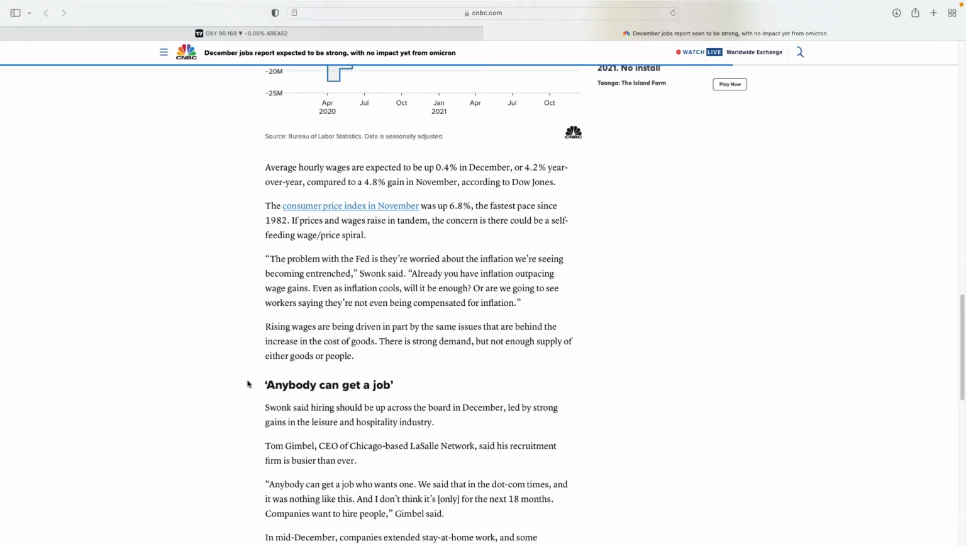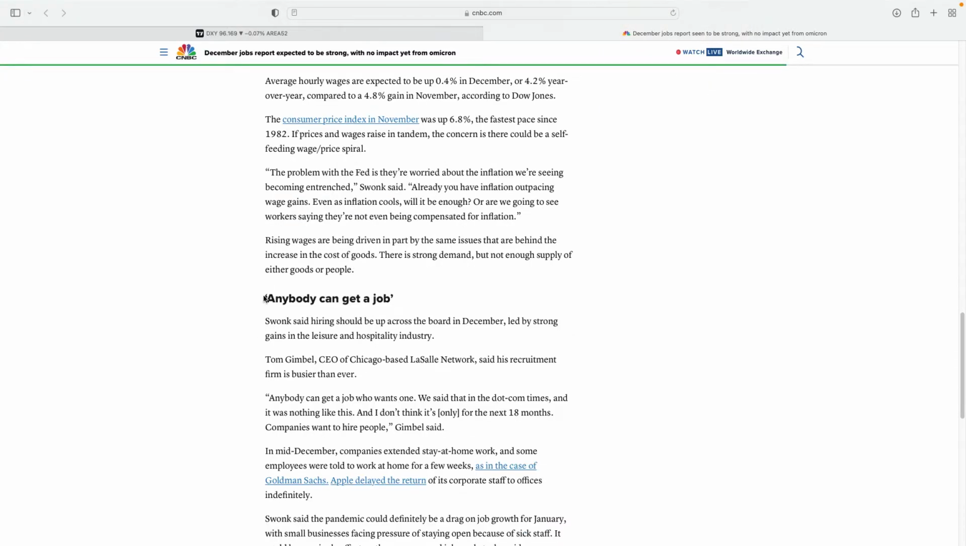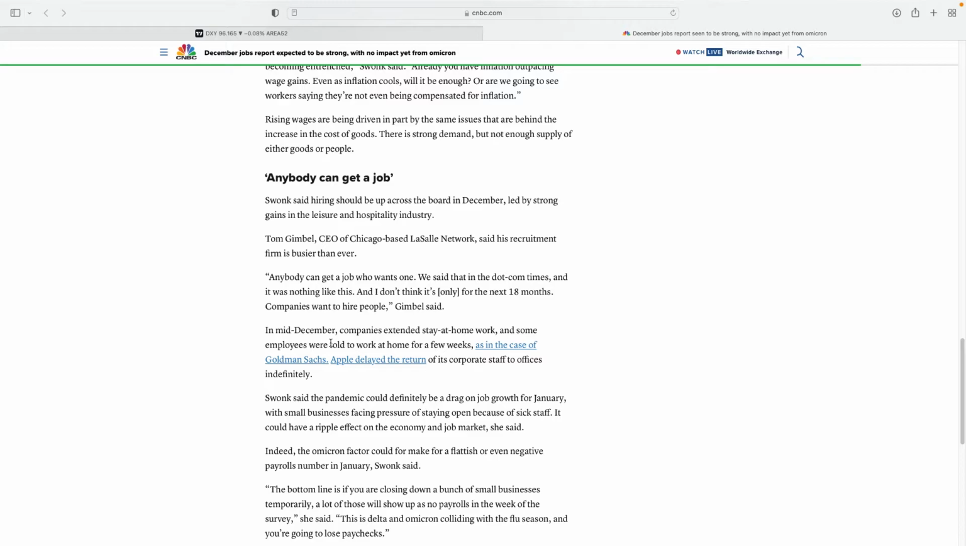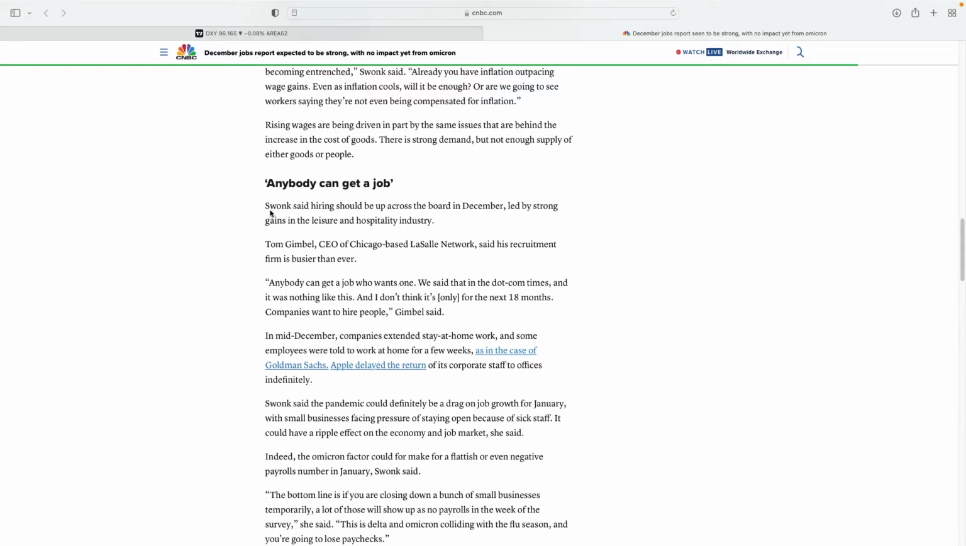Now, I'm not going to go through this whole article, but I do want to speak about this heading that we have over here. It says that anybody can get a job. It says here, Swang said hiring should be up across the board in December. Now these are all speculators giving their thoughts, just like I'm sharing my thought process with you guys as well, led by strong gains. Basically it says that anybody can get a job who wants one. We said that in the dot-com times, and it was nothing like this. And I don't think it's only for the next 18 months. Companies want to hire people, Kimball said as well.